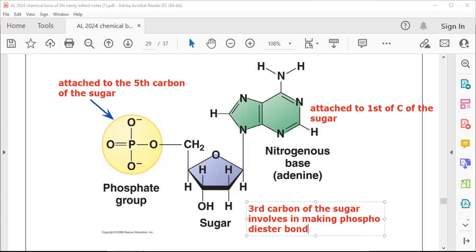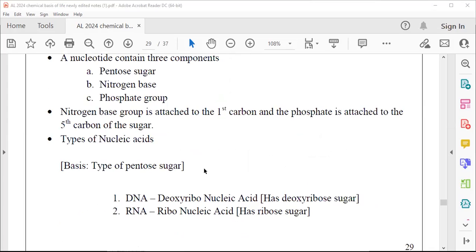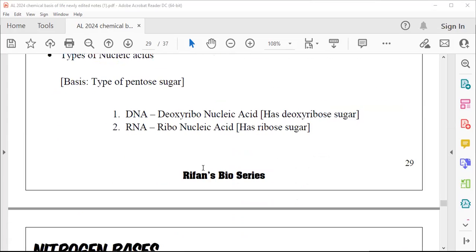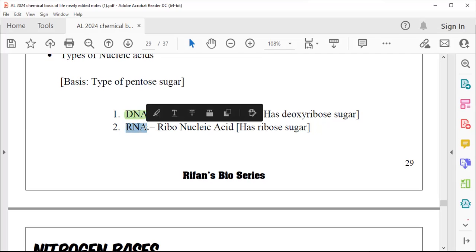Done, sir. Good. So, if you take the nucleic acids, you know there are two types of nucleic acids. What are the two types? One we call DNA, the other one we call RNA. Both are familiar ones, yes or no?